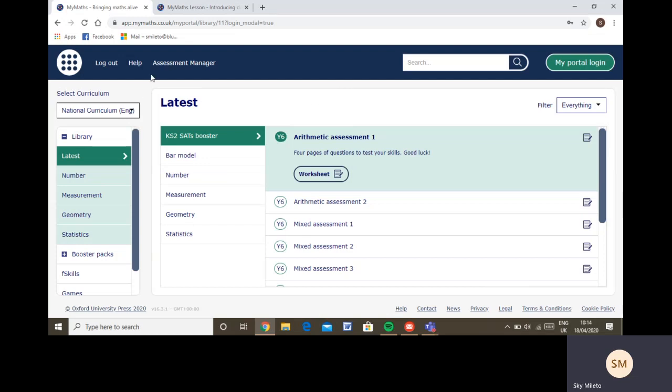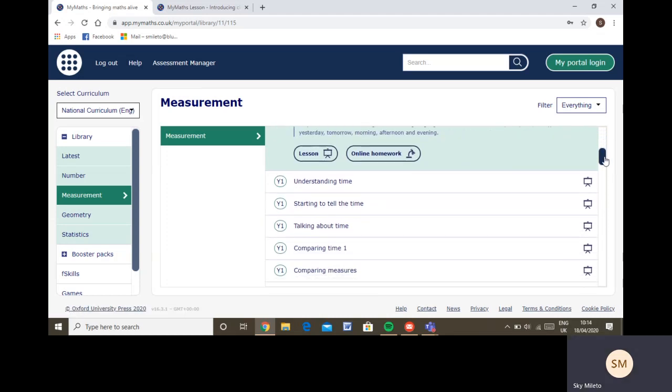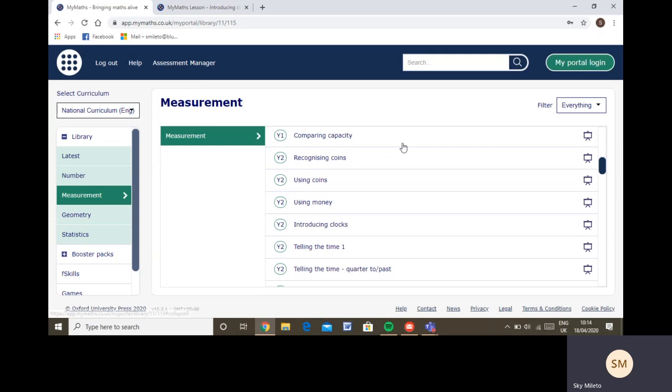To get to the lesson, you need to log in to My Maths, and you should get to this page. You don't need to go to My Portal login. You don't need to log in on your own login. We want this page, and we want you to go to Measurement. Under Measurement, you will see lots of lessons. We're going to start with the Year 2 lessons.